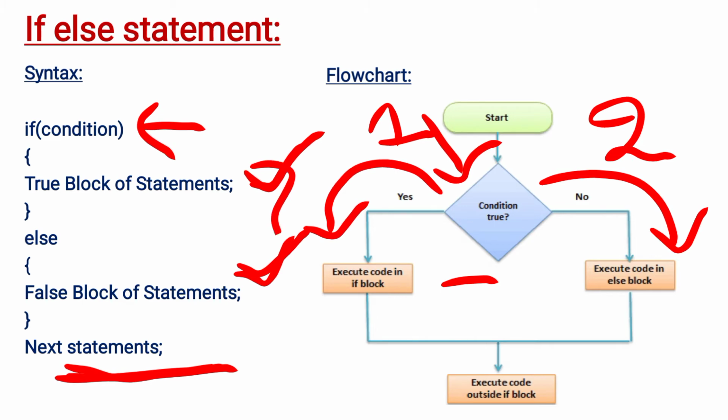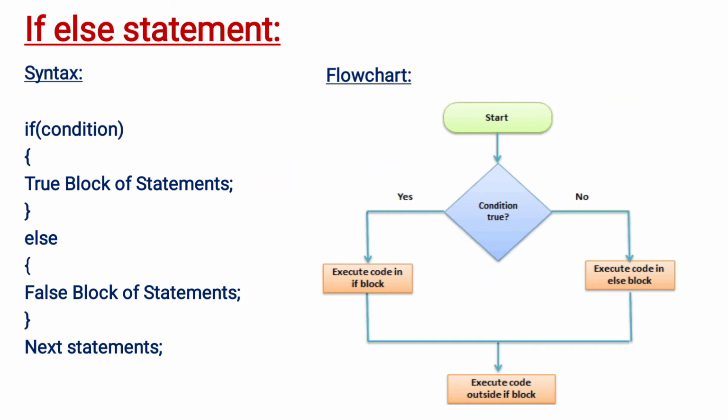See, in these two blocks, only one block is executed. If it is true, the true block will be executed. If it is false, the false block will be executed. So this is the working nature of the if-else statement. This is the syntax, and this is the flowchart to represent the working nature of if-else statement.